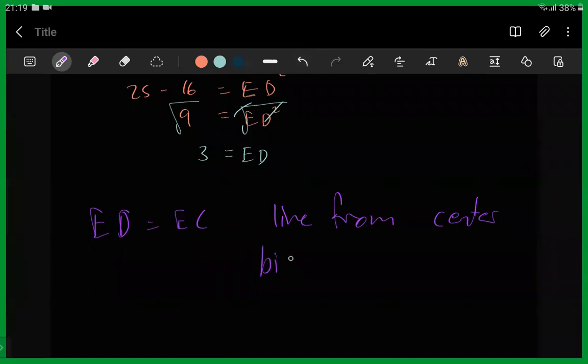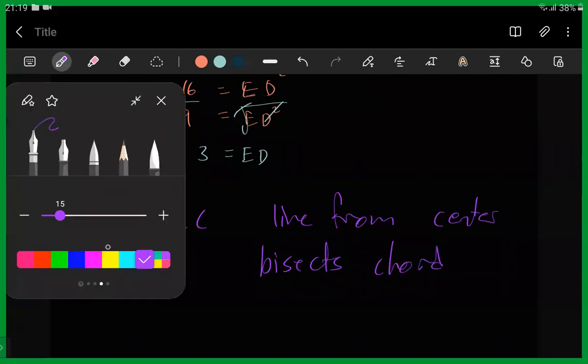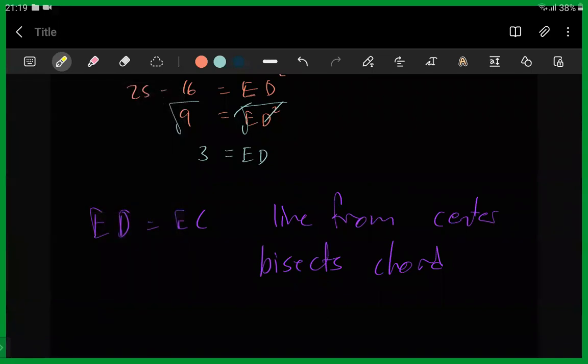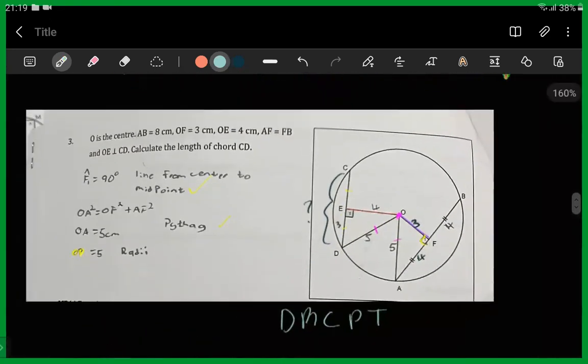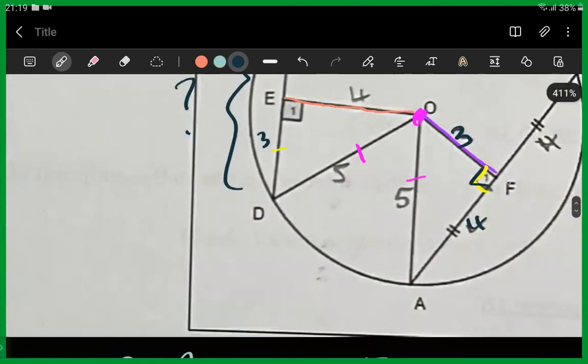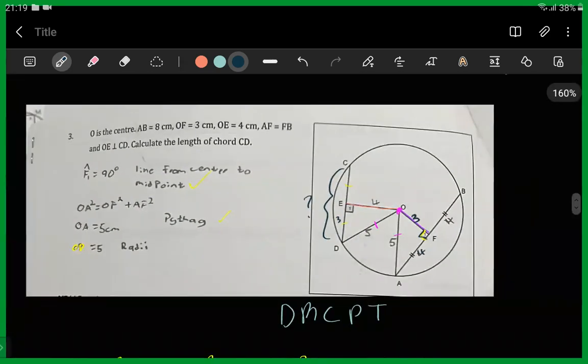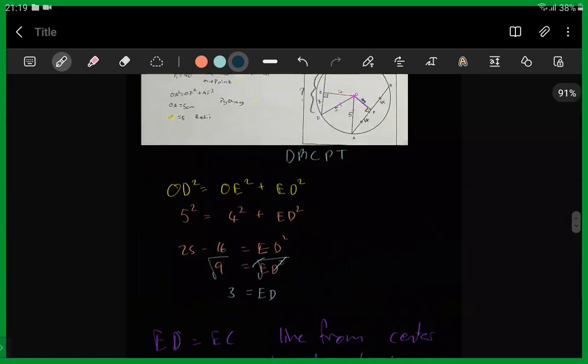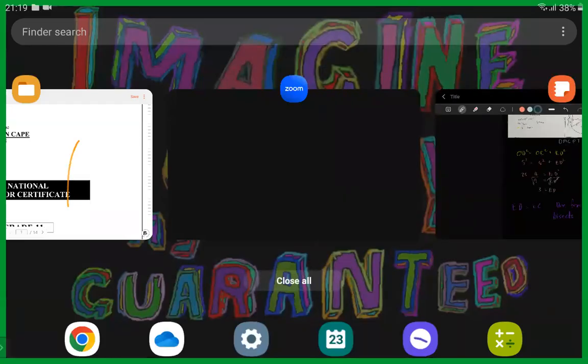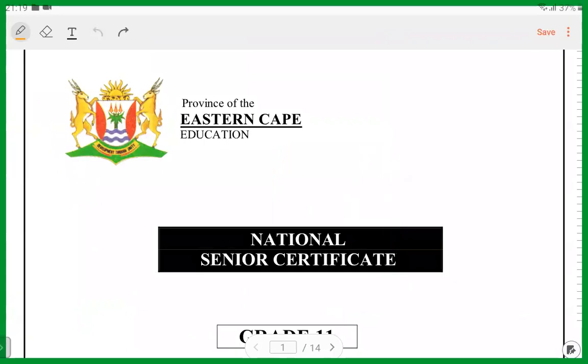Oh, okay. Bisect chord. This one is actually the way you can always refer to theorem 1. Line from center bisects chord. You know, line from center bisects chord. Okay, is what you're seeing. And then here, having mentioned that this is 90 degrees, same idea. Line from center bisects chord is the way you refer to the theorem. It's 100% okay for you to say it like that. So, is that okay? Okay.